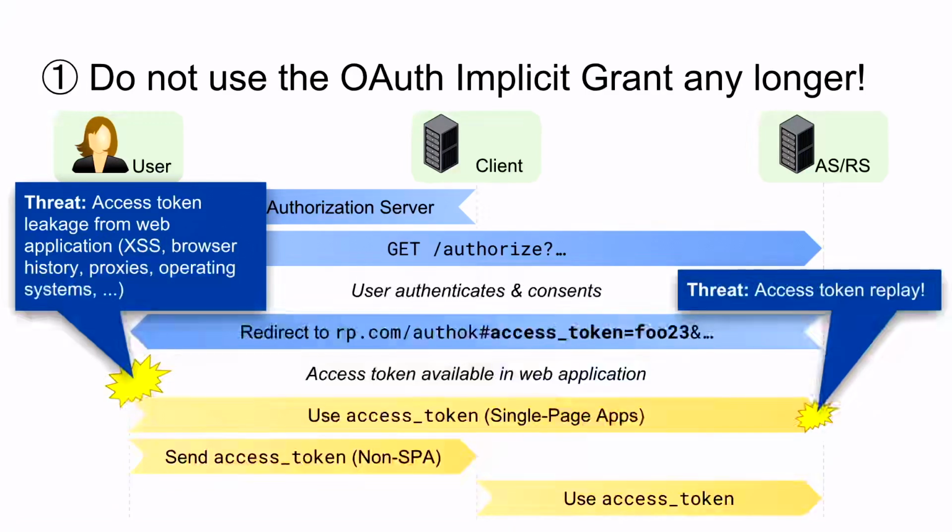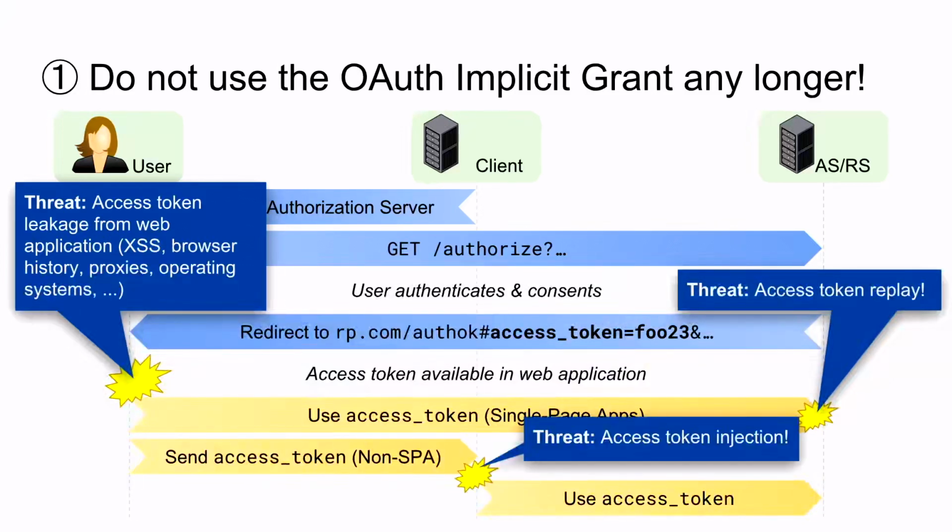At the same time, you can't really protect against access token replay. Anybody having this access token can use it. You don't have any sender constraining for the access token. Then, access token injection. So at this point, an attacker can just use some access token he got from some other flow and inject it here, and then the client will use that access token. The client cannot check the origin of that access token, essentially.